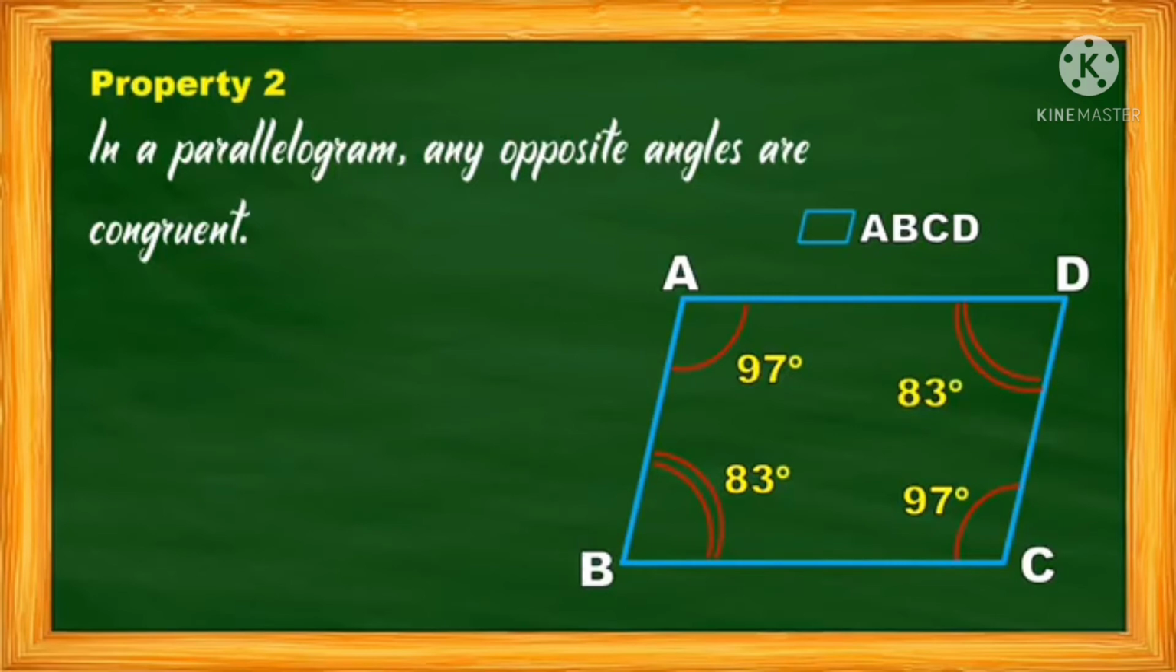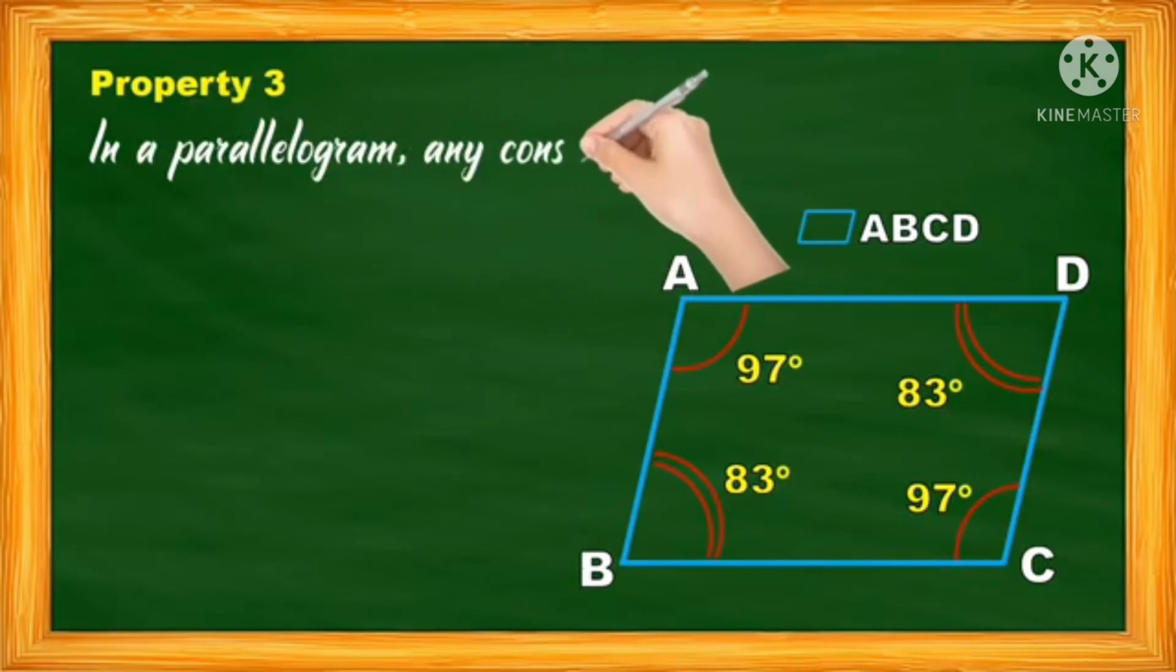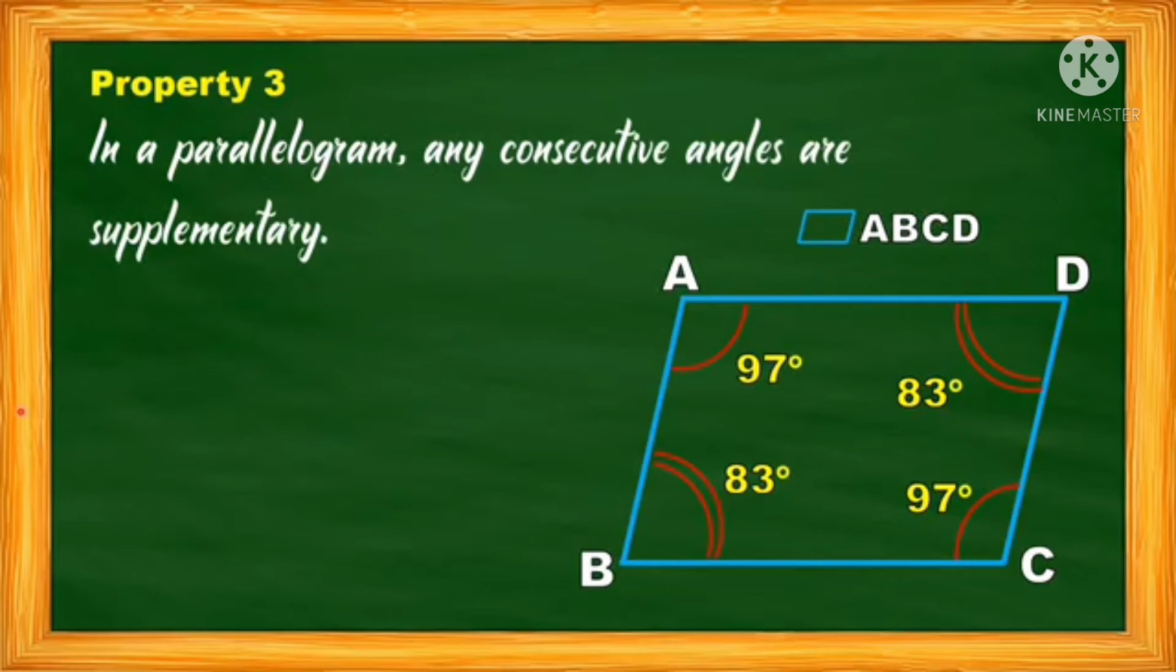Yes, you are right. It's 83 degrees. Therefore, angle B and angle D are congruent. In property number 3, in a parallelogram, any consecutive angles are supplementary. Consecutive means the angles next to each other.